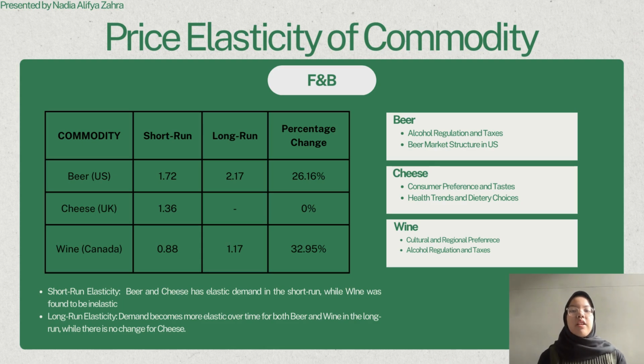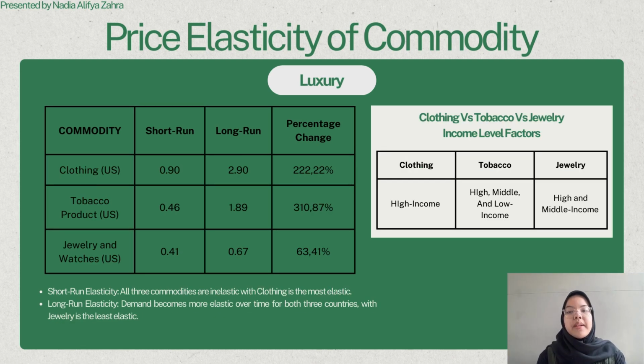For the cheese section, the factors that affect price elasticity are consumer preference and tastes, also the health trend and dietary choices in the UK. Cheddar remains the most popular cheese in the UK, and some US people prefer low-fat and reduced-sodium cheese, lactose-free cheese, or organic cheeses. In the wine section, the factors that affect price elasticity are the cultural and regional preference, also the alcohol regulation and taxes in Canada.